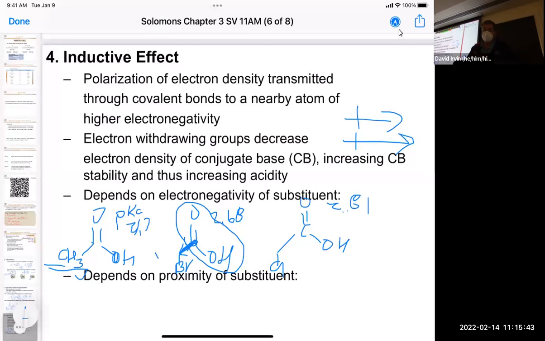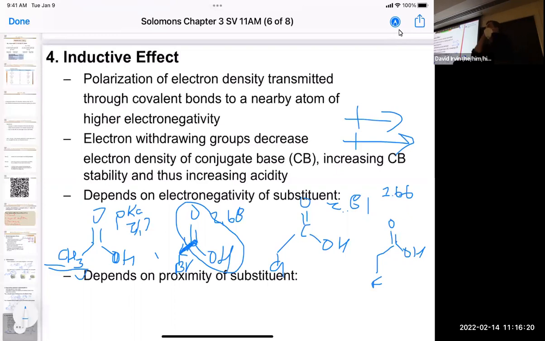So the fact that the chlorine is more electronegative than bromine, it increases the acidity more through that electron withdrawing effect. And if we do it again with fluorine, right here, the pKa of that is 2.66. So in the inductive effect, it's all about electronegativity. In the size and electronegativity, it's about the combination of the two. So don't get those confused.